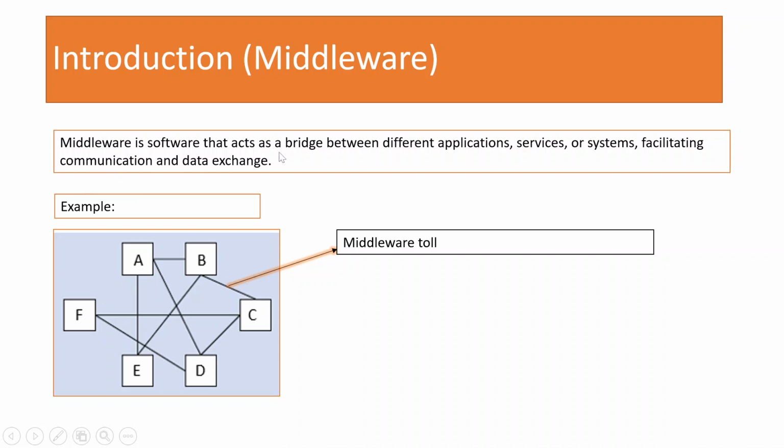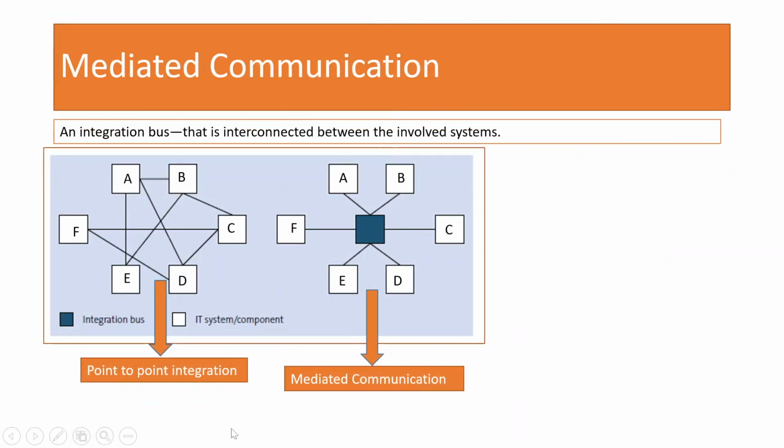You can also refer to the definition of middleware: middleware is software that acts as a bridge between different applications. We have discussed the same thing, right? In the DMAT example, we saw the employees database, transportation management, and inventory management, and how they are connected to the main servers. That is called the middleware tool. And this is the point to point example. To overcome the drawbacks of point to point integration, they later incorporated mediated communication, also called the integration bus.